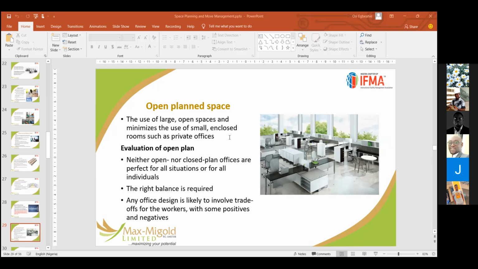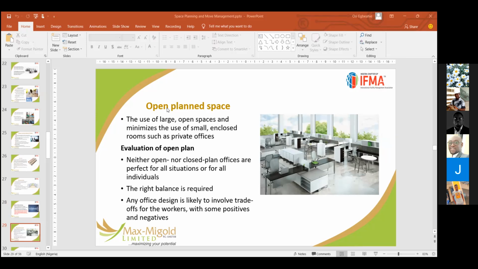Open plan spaces, that's open office spaces. Large offices and large companies normally use open office spaces. This is the use of large open spaces and minimizing the use of small enclosed rooms, such as private offices. Open spaces help manage the space, and you can accommodate more persons.